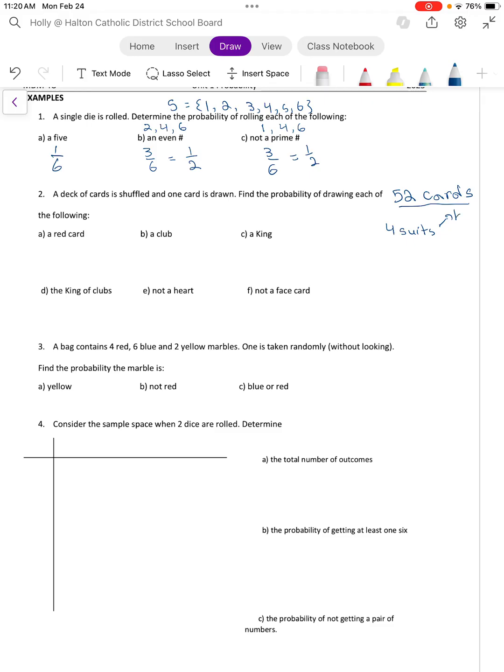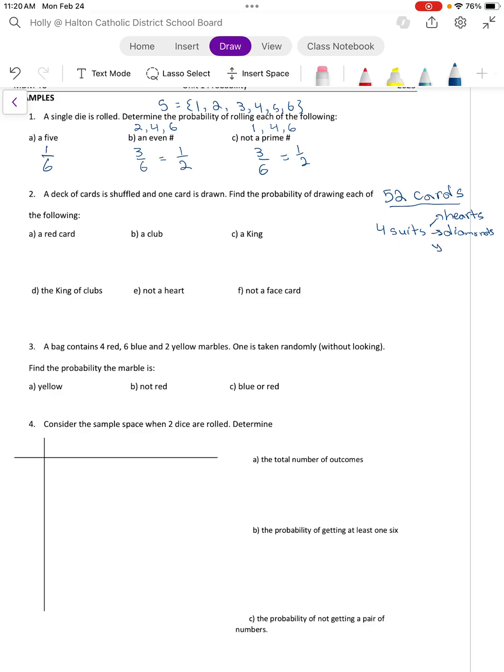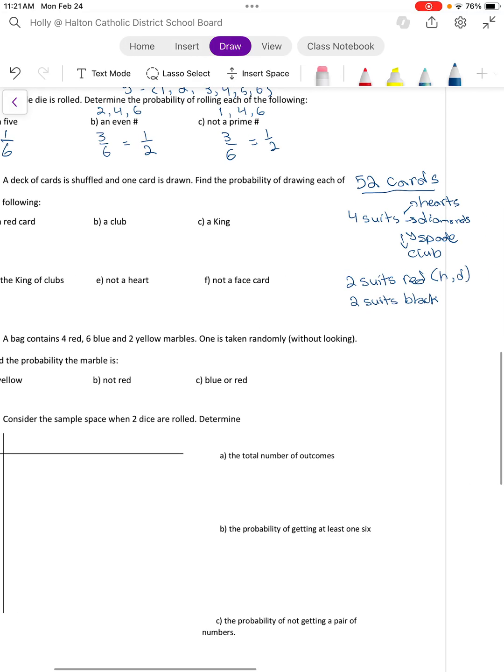You have hearts, diamonds, spades, and clubs. We also have 2 suits that are red, because you want to be familiar with the colors red and black. That is hearts and diamonds. And you have 2 suits that are black, and that would be spades. Oh, I didn't want to write that all out. Spades and clubs.